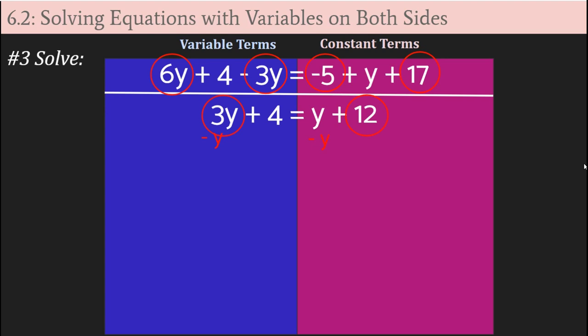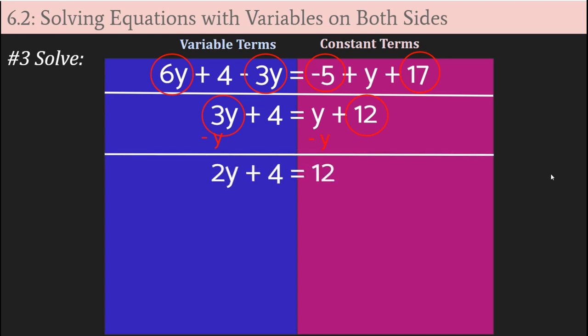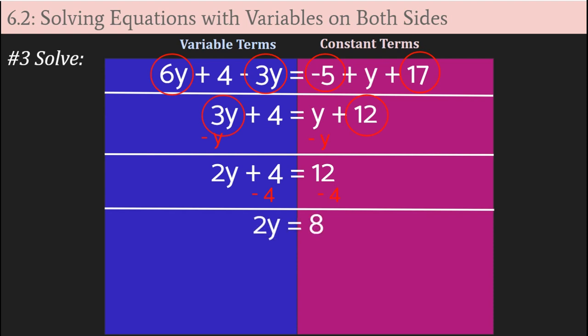The next step is to now collect the like terms. So the first one we're going to do is we're going to get rid of the variables on the right side of the equation, and we're going to subtract y from both sides. Now we have all of the variable terms on the left side of the equation, but we still have a constant term on the left side. So we're going to go ahead and calculate the inverse operation of plus 4, which would be subtracting 4, on both sides of the equation. 4 minus 4 would leave us with 0, and 12 minus 4 would leave us with 8.